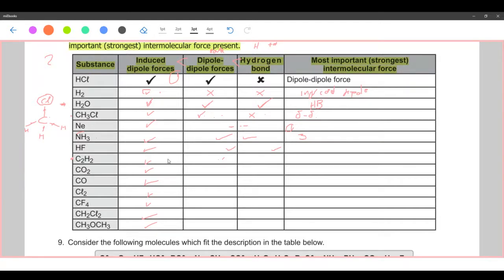Oh, so you said yes? Are there dipole forces, yes or no? Yes to dipole forces, no to hydrogen bond. Okay, so there are no dipole forces, and I'll show you why. If you drew out the structure of it, did you get something like this? C2H2.